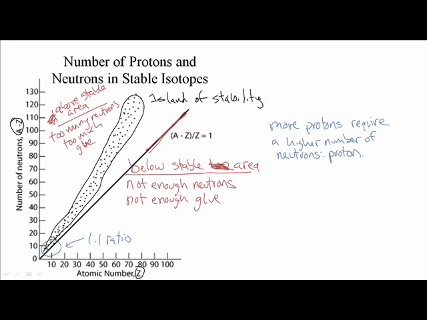But then we have the Goldilocks zone, right? It's just right. So this whole area are the stable isotopes. Now you can look and you can see that there are many different isotopes that are stable. Say right here, these are of the same element. You go up here, these are of the same element.